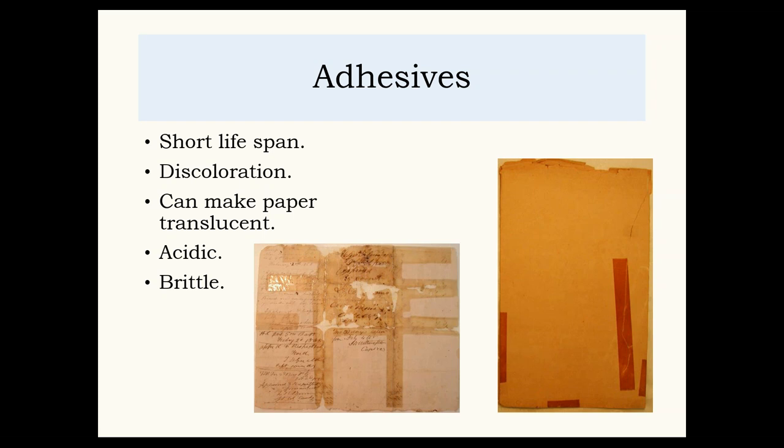Others get really, really hard. They become brittle. They fall off. You might have nothing but adhesive residue, and the backing is at the bottom of your folders. So you've got lots of different types of adhesive on your pressure-sensitive or adhesive tapes.